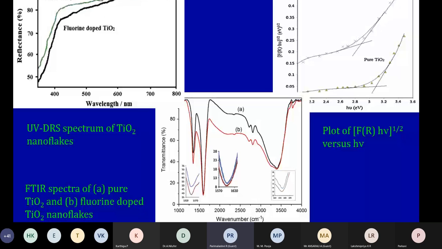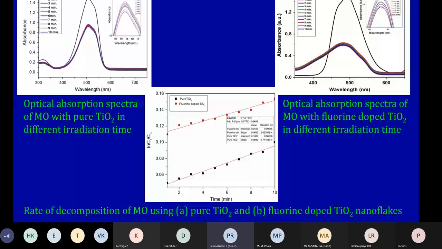Okay, so next is an important study, that is the photocatalytic study. Here for that we choose methyl orange. Methyl orange is a hazardous dye. Normally it is used in the textile industry. So now we want to degrade this methyl orange using this nano titanium oxide.